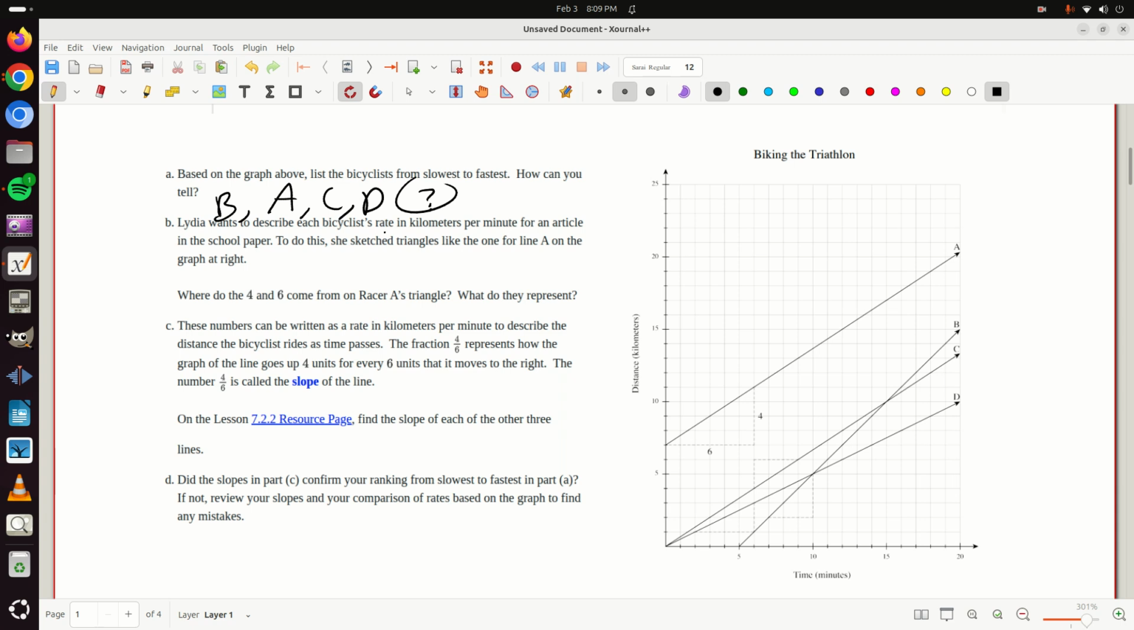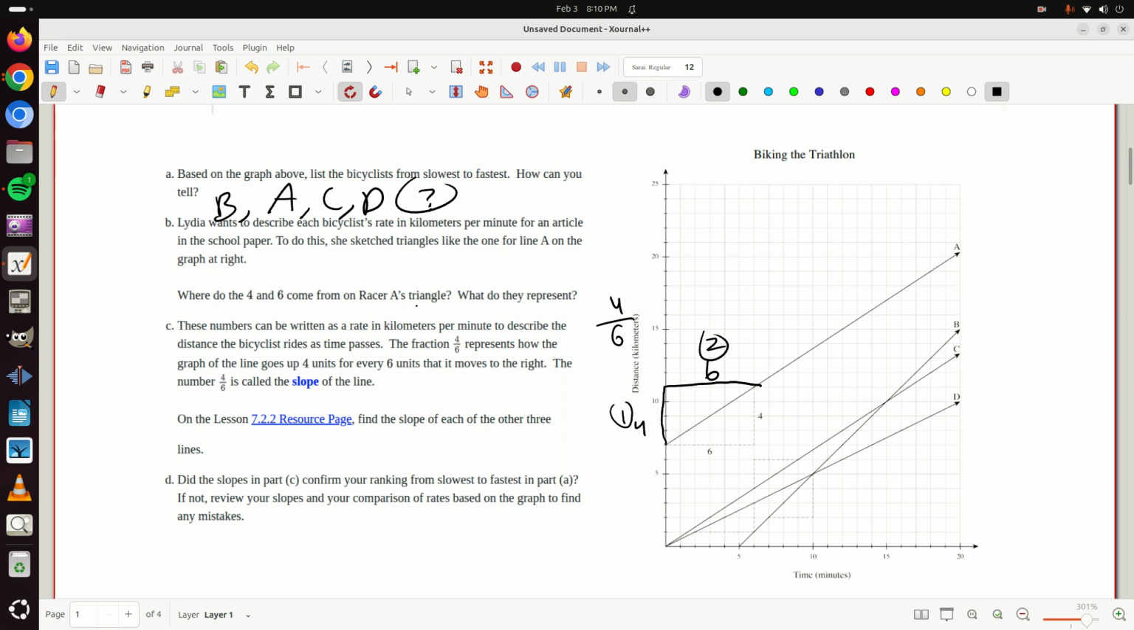So Lydia wants to describe each bicyclist's rate in kilometers per minute for an article in the school paper. To do this, she sketched triangles like the one in line A on the graph. And you can see, I don't like when they do it this way. I like to do rise over run. I like to actually go up 4 and over 6. Hopefully that makes sense. But I like to do this one first and this one second, because this will be the top of a fraction and this will be the bottom of a fraction. Hopefully that makes sense.